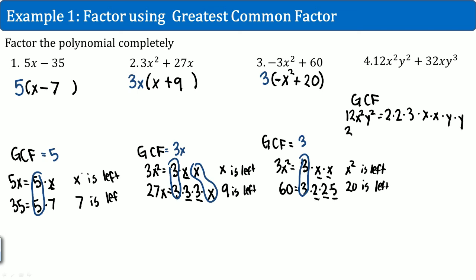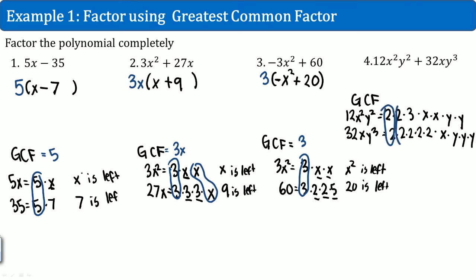The bottom, which is 32, xy cubed. 32 is 2 times 2, which is 4, times 2 is 8, times 2 is 16, times 2 is 32. Okay, good. Times x times y times y times y. All right, I know that problem is a little bit difficult. Don't worry about it. Okay, you have a 2 here.